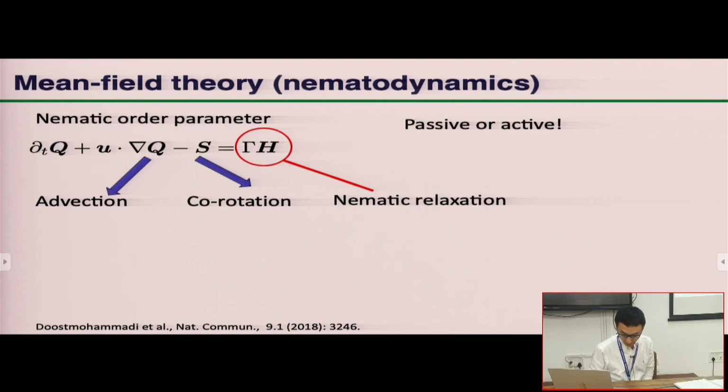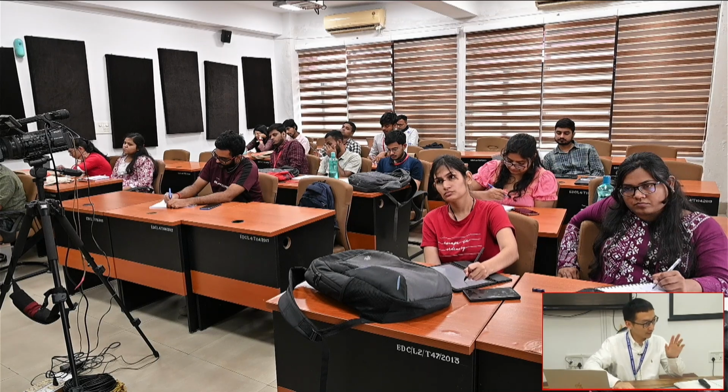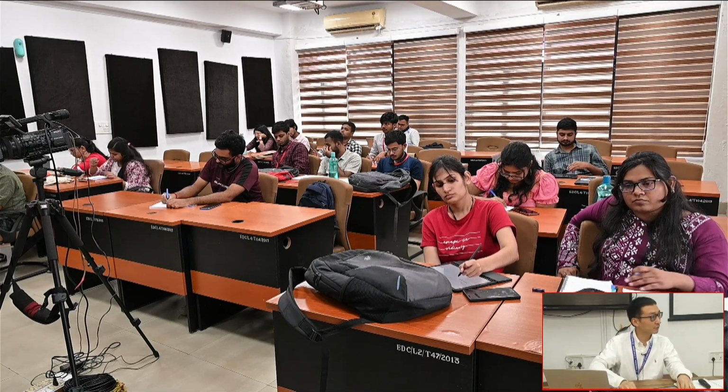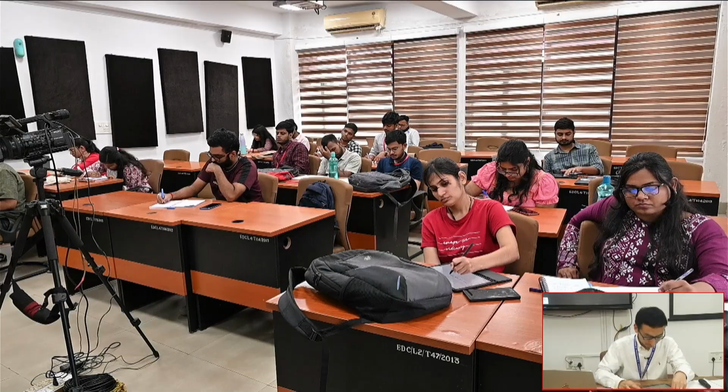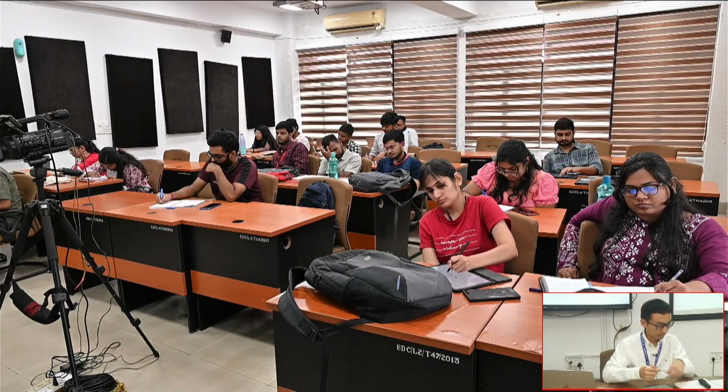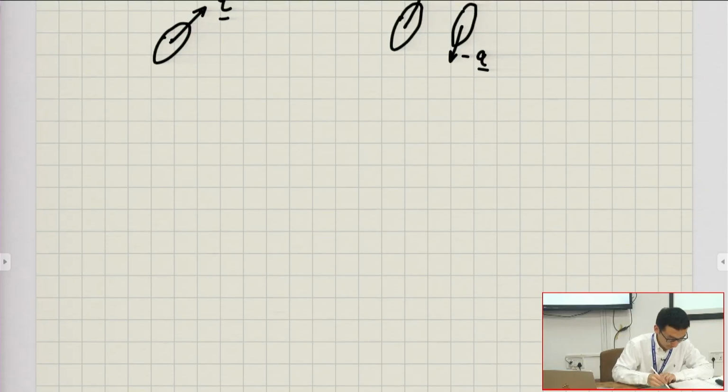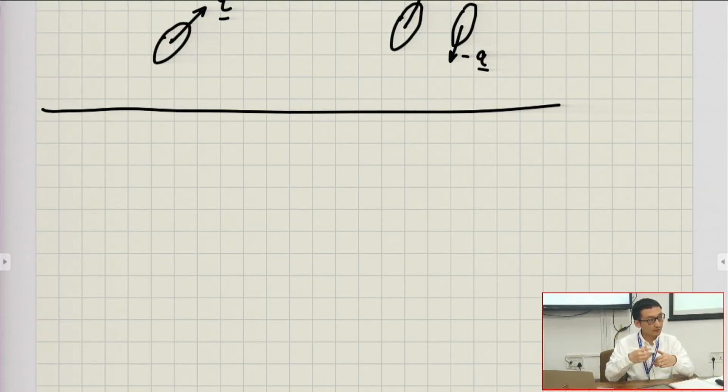So the question is, how do we model this system? Let's come back to the tablet. It turns out we can do this fairly quickly because we've done the polar case. We just need to understand what's different now. So let's write down the equation we had before.